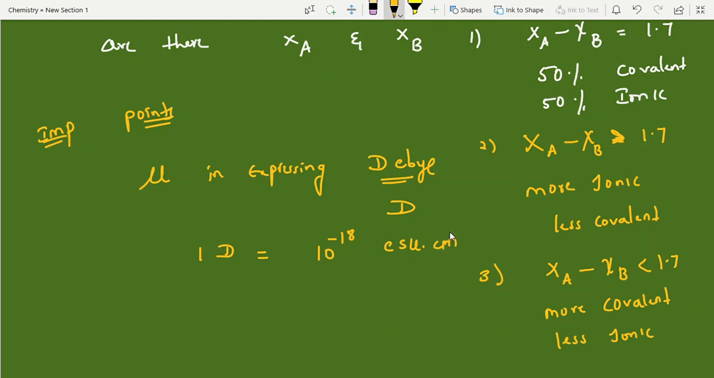Centimeters. This is what, students? CGS units. Next, 1 Debye equals 3.33564 into 10 to the power of minus 30 coulomb meters. What is this, students? Coulomb meter is the SI unit. I am stressing this point.